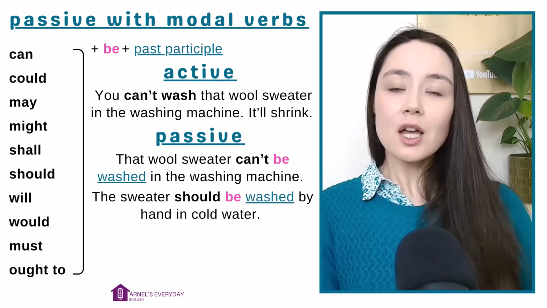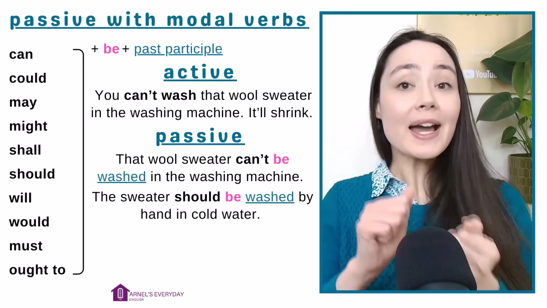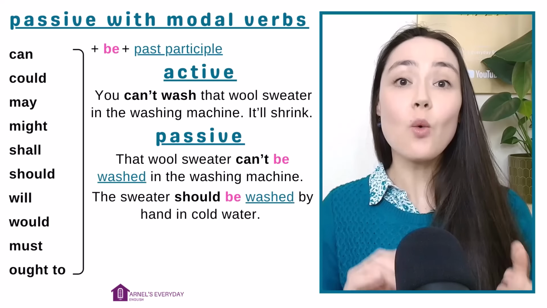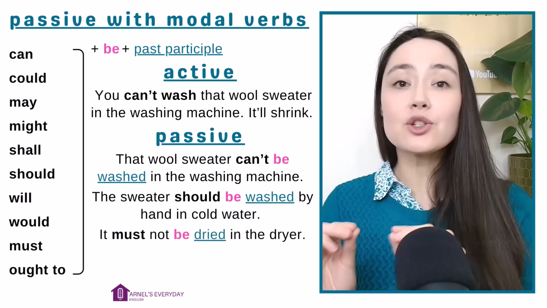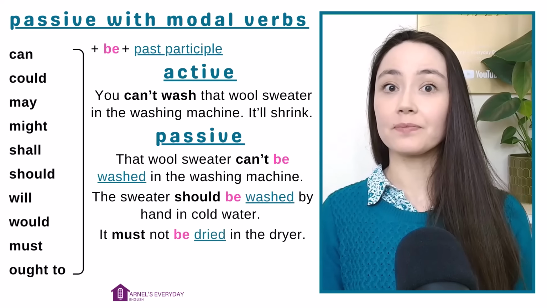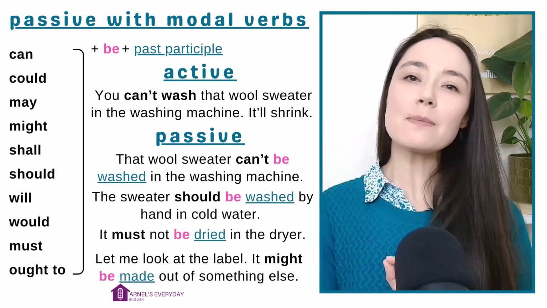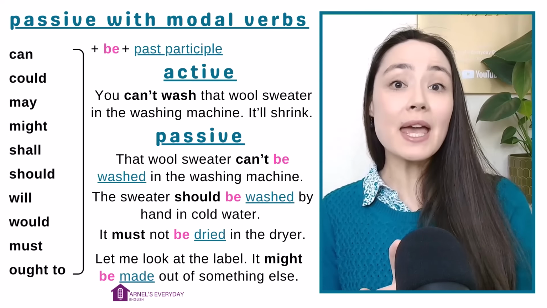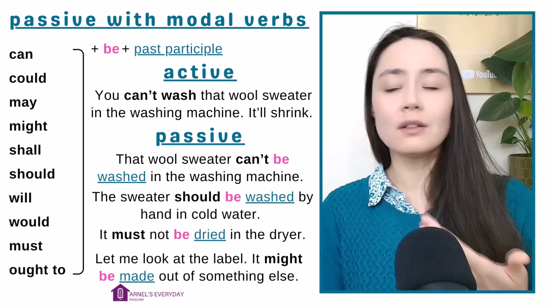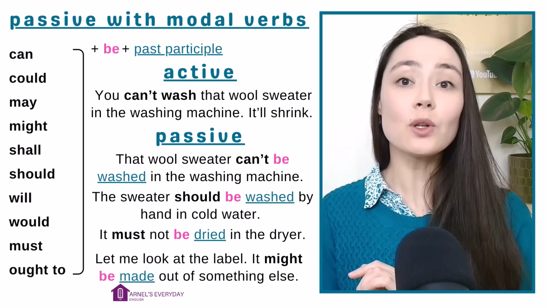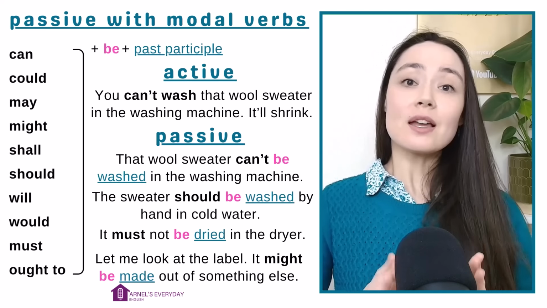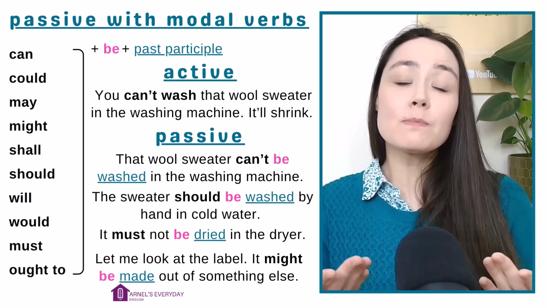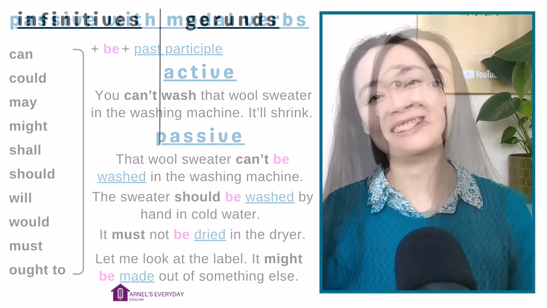The sweater should be washed by hand in cold water. It definitely must not be dried in the dryer. Let me look at the label. It might be made out of something else. Look, it's not wool, it's actually acrylic. So you can see the passive voice can be used with modal verbs easily.